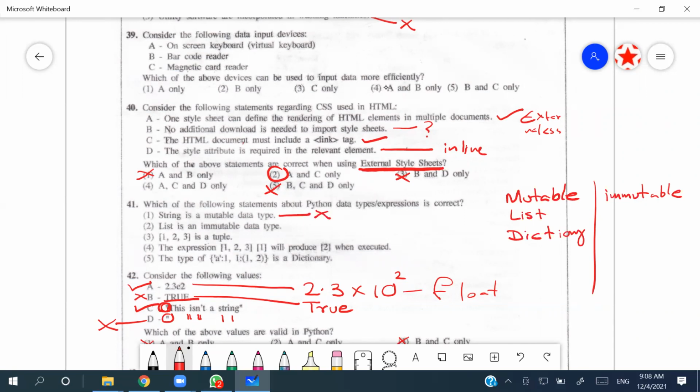List is an immutable data type? Wrong. It is a mutable one. 1, 2, 3, delimited by square brackets is a tuple? No, it's not a tuple. It's a list. So it is wrong.